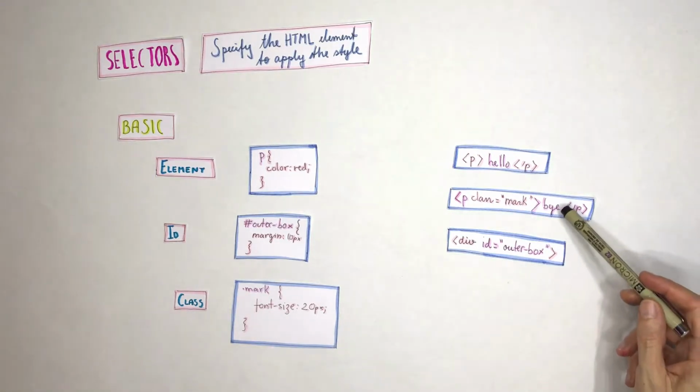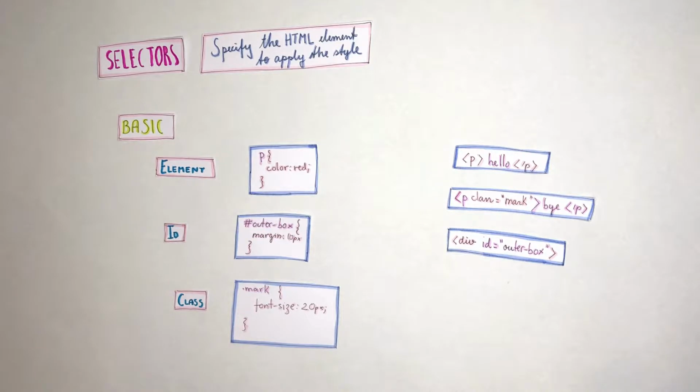What will happen here? Because we have a style rule defined for all the P elements, and now we are applying also the style defined for the mark class. What do you think is going to happen? Right, both styles are going to be applied to the P element. So this P element is going to be rendered red and with a font size of 20 pixels.